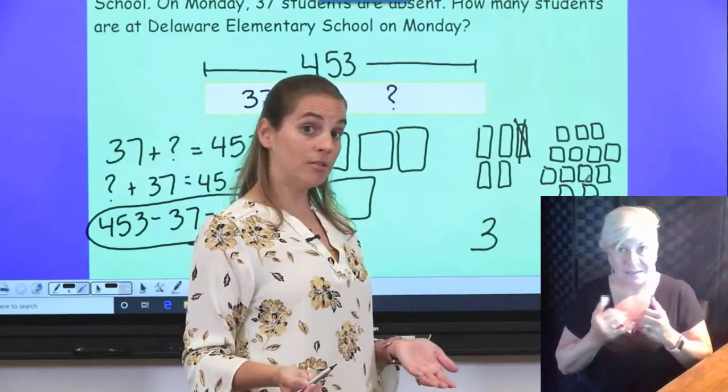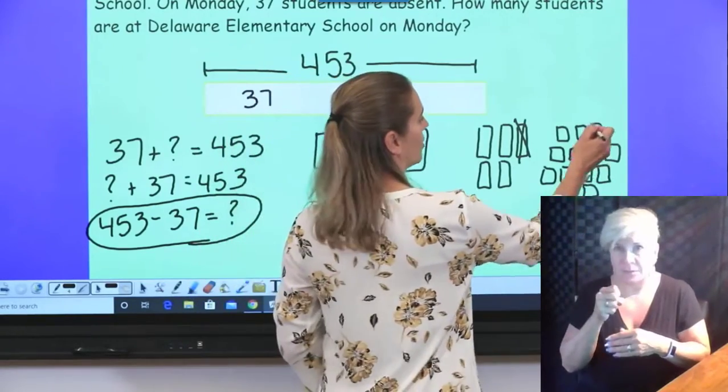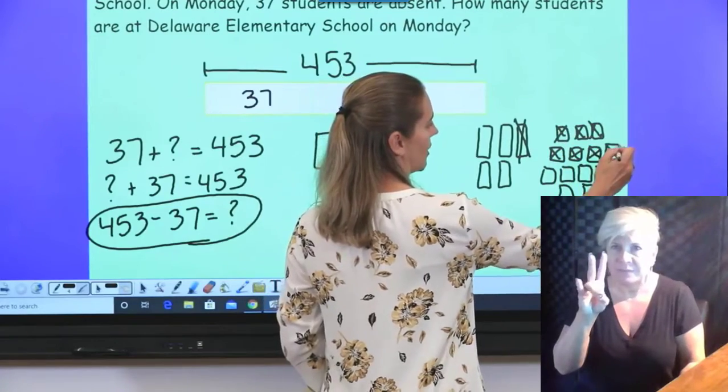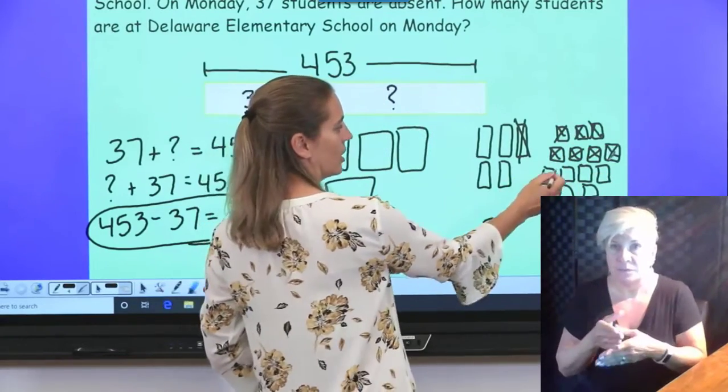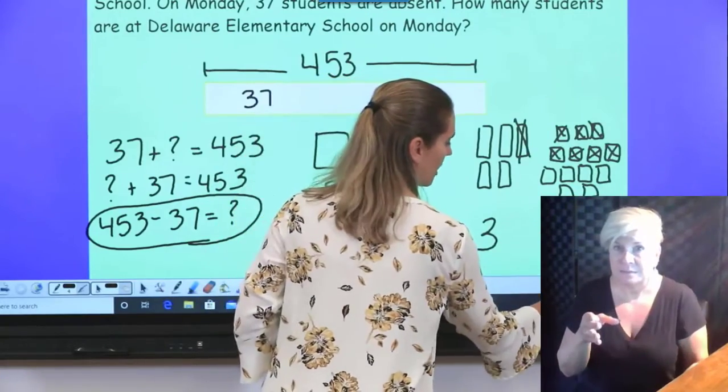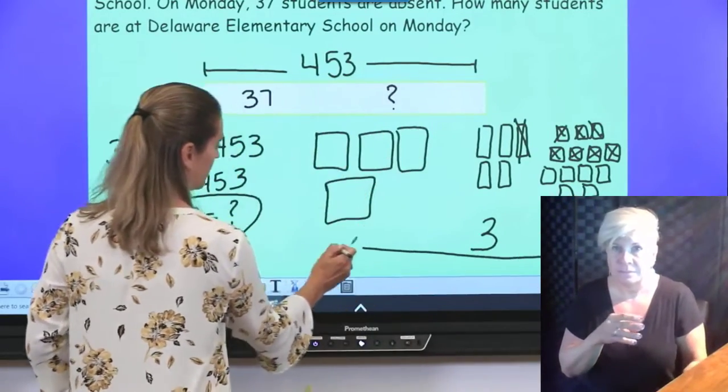Now can I take away 7? Sure, here we go. 1, 2, 3, 4, 5, 6, 7. Well, how many do I have left? 1, 2, 3, 4, 5, 6. I've got 6 left. I'm going to put that right down here.